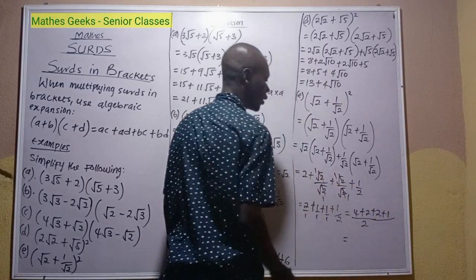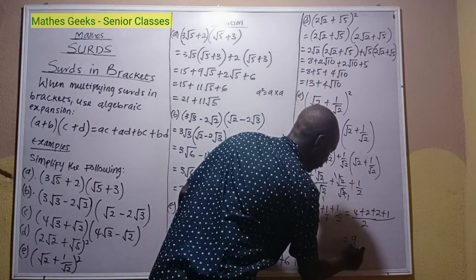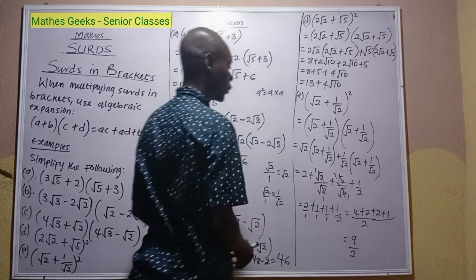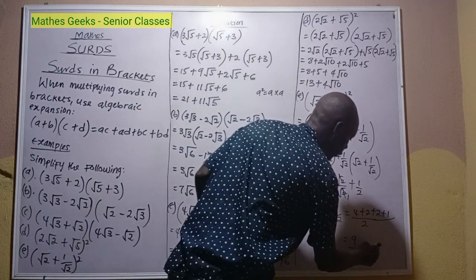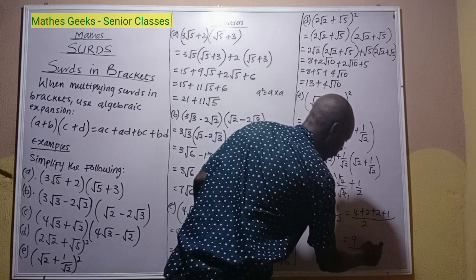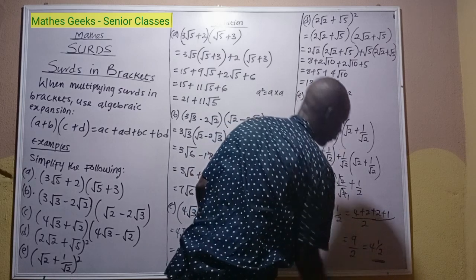So 4 plus 2 is 6, 6 plus 2 is 8, 8 plus 1 is 9, to give us 9 over 2. So 9 over 2 can be reduced further. This will give us 4 and 1 over 2. That's our final answer.